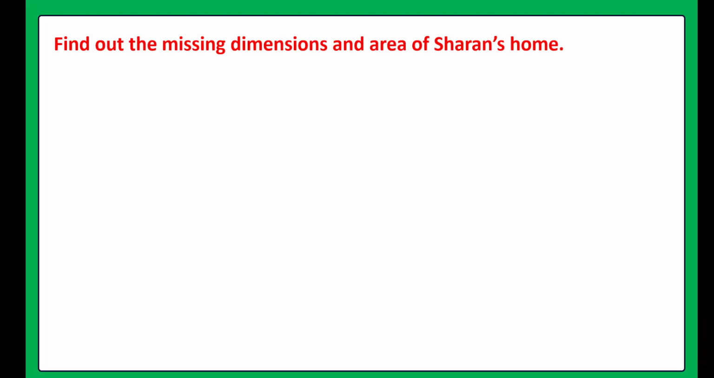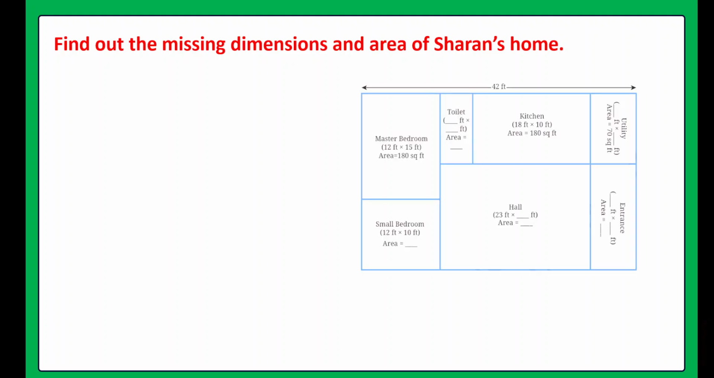Let us see the second question. Find out the missing dimensions and area of Sharan's home. This length is given as 42 feet. From this we will find out what this is here. The master bedroom area is 180 and the length is 12 feet. So this one is 12 feet here. This is 5 feet. This is 18 feet. Utility area, this width is 15 feet. Then small bedroom, this is 10 feet.